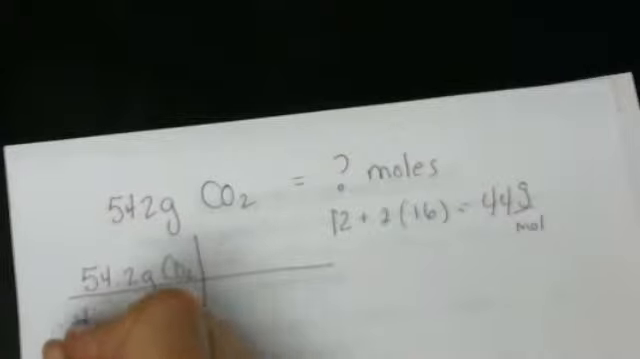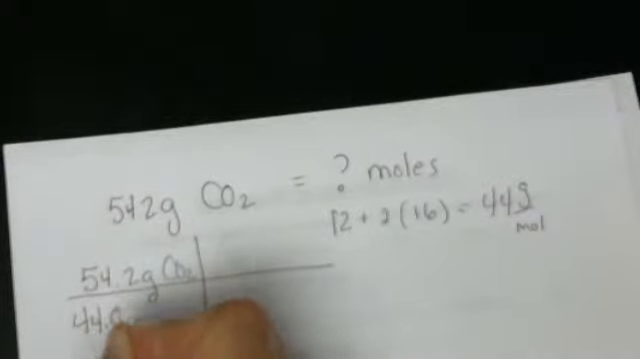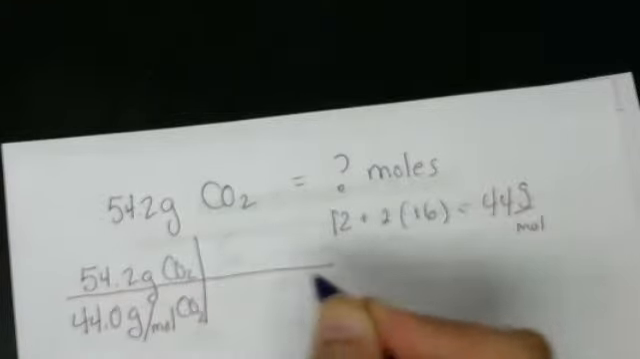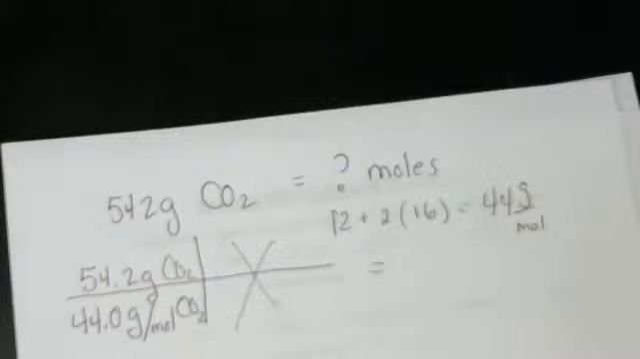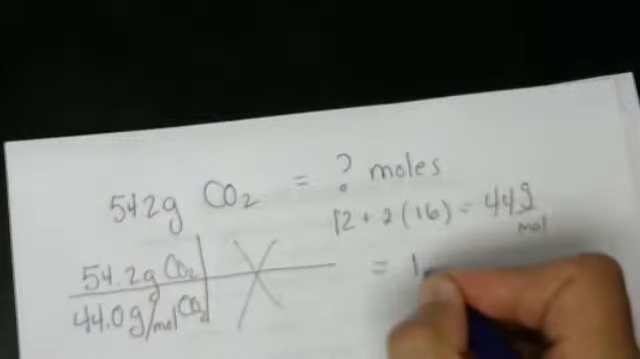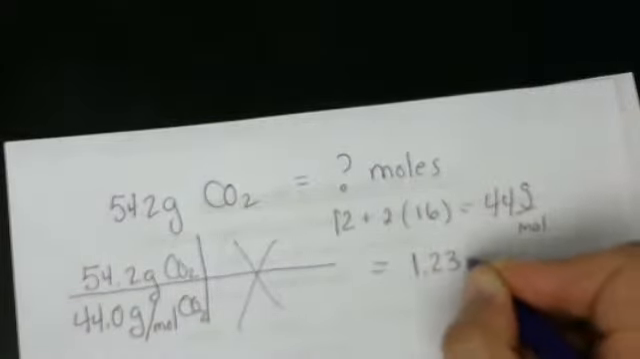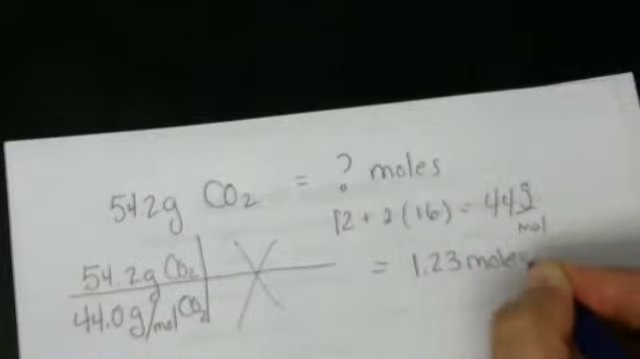So if we come over here and put 44 grams per mole for CO2, we don't actually need this space for now. And you could grab your calculator, which I of course have moved, and go 54.2 divided by 44, which gives me 1.23 moles CO2. Okay.